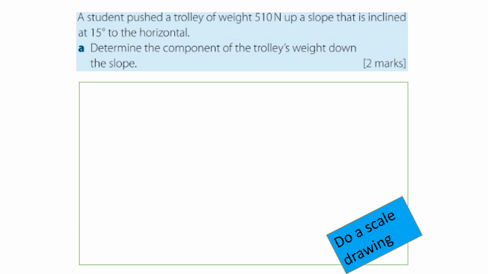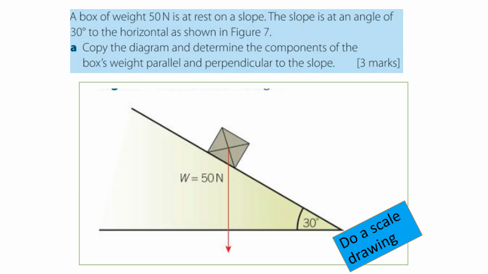So a student pushed a trolley of 510 newtons up a slope that is inclined at 15 degrees to the horizontal. Determine the component of the trolley's weight down the slope. So the answer is 132 newtons. A box of weight is at rest on a slope. The slope is at an angle of 30 degrees to the horizontal. Copy the diagram and determine the components of the box's weight parallel and perpendicular to the slope. It's worth 3 marks just for some maths here.